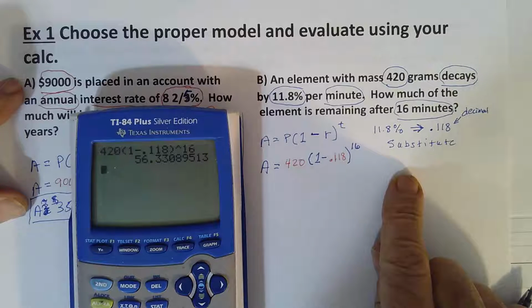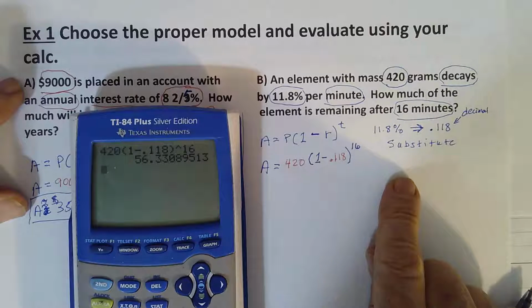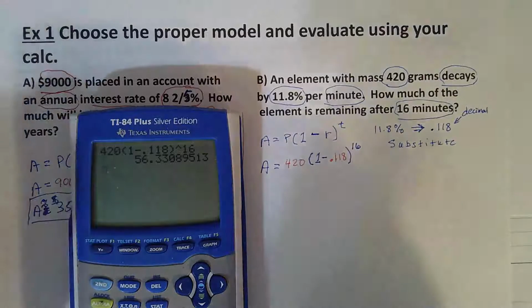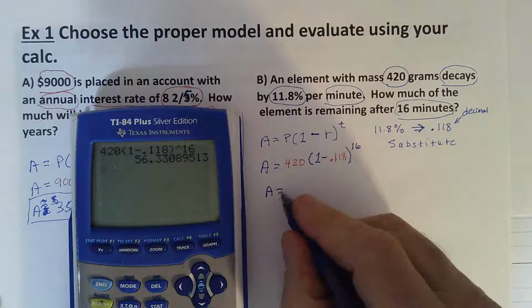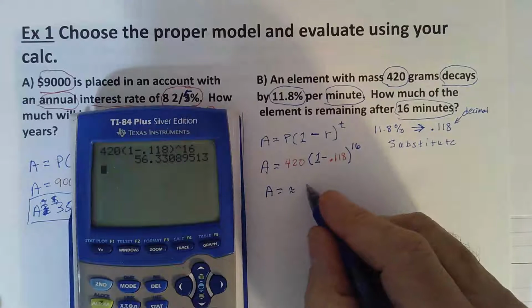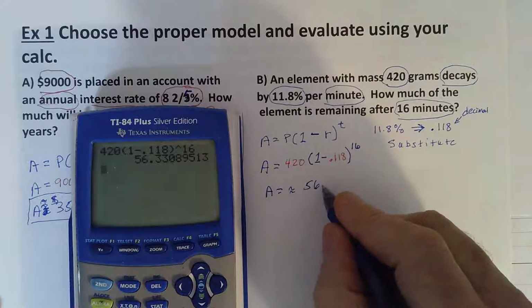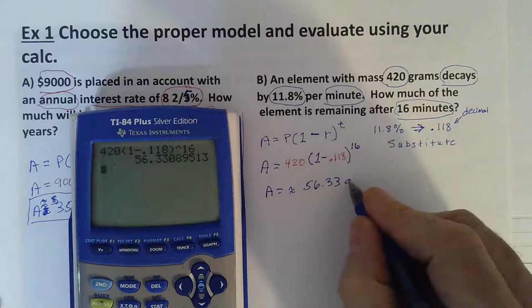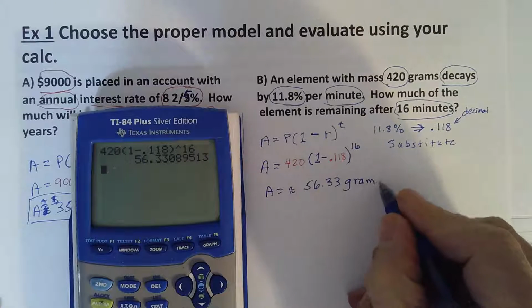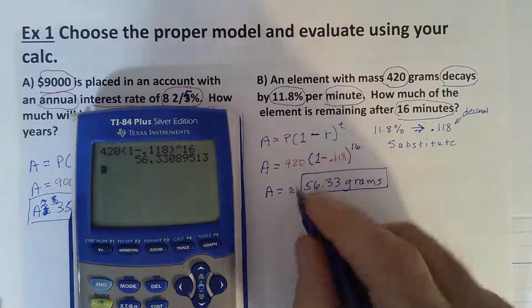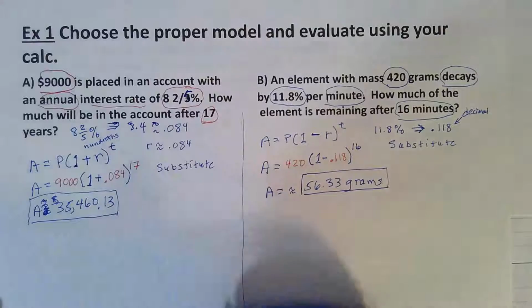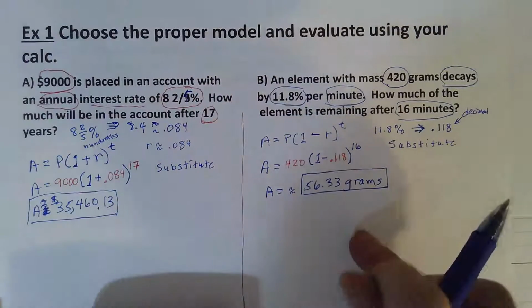And since this is probably radioactive decay, you probably want to be pretty accurate. So let's leave it at 56.33. So the amount after is approximately 56.33 grams. Okay, and this was dollars, this is grams.